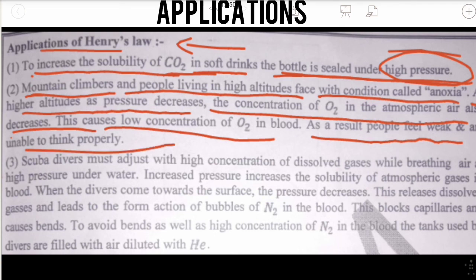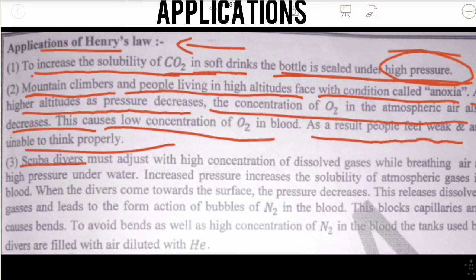At higher altitudes, meaning at higher places like mountains, the partial pressure will be decreasing. So the concentration of oxygen in the atmosphere will be very low. So they will suffer from the condition called anoxia. This will cause a decrease of oxygen in the blood. As a result, people will feel weak and are unable to think properly.